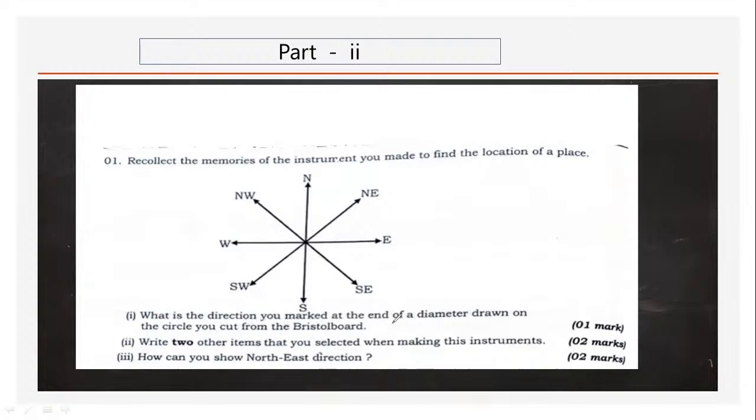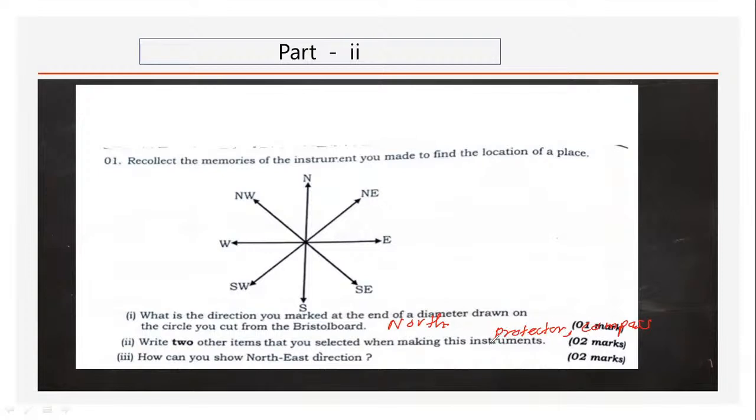It means we are marking the north direction first. Two other items that you selected when making this instrument: we need a protractor and a compass. Yes, protractor and compass only.